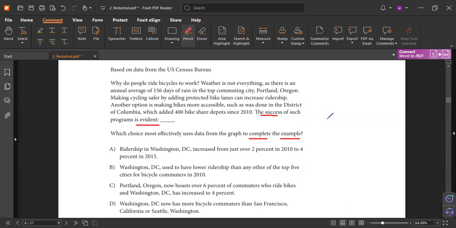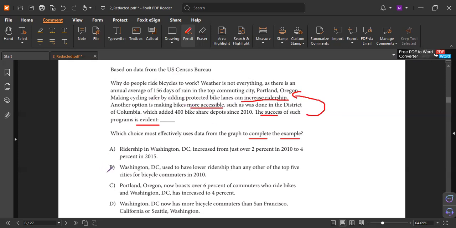Let me help you to understand it together. Number one, the success of such programs is evident. We need something as evidence. But what is it? He said here, making cycling safer by adding protected bike lanes. It can increase. Yes or no? And again, making bikes more accessible. So we need an idea to see that it's increased.